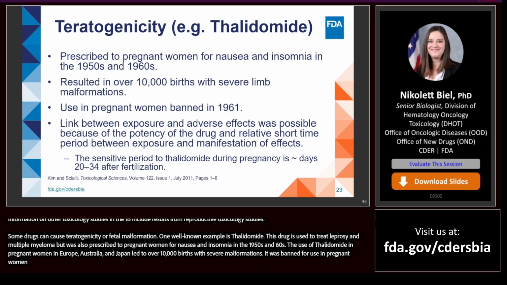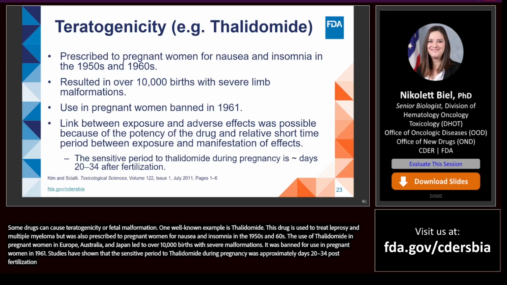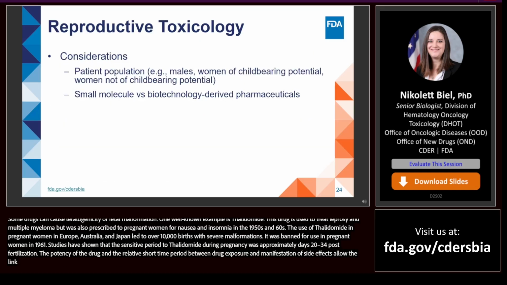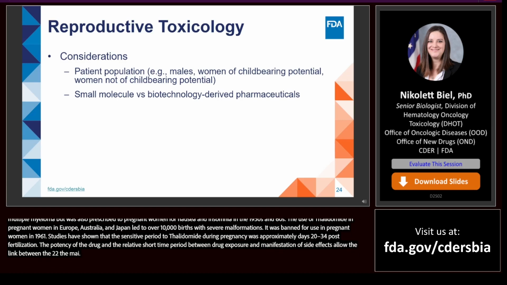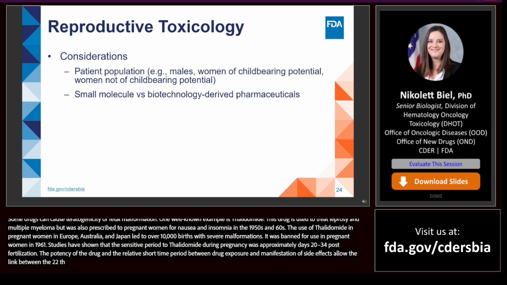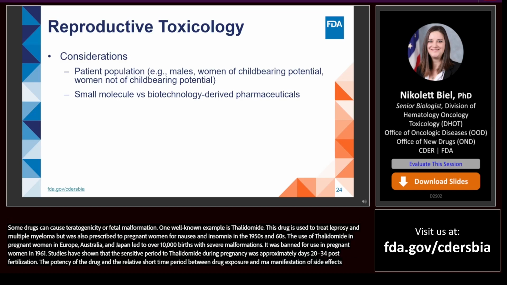Studies have shown that the sensitive period to thalidomide during pregnancy was approximately days 20 to 34 post-fertilization. The potency of the drug and the relative short time period between drug exposure and manifestation of side effects allowed the link between the two to be made. Reproductive toxicology studies are now a standard assessment during drug development to prevent side effects such as those seen with thalidomide.